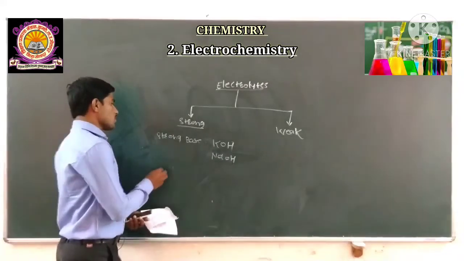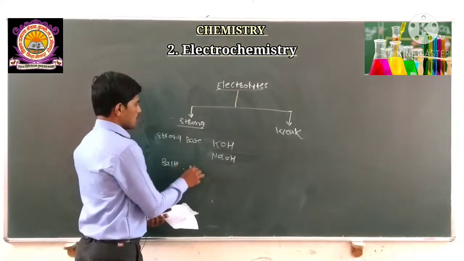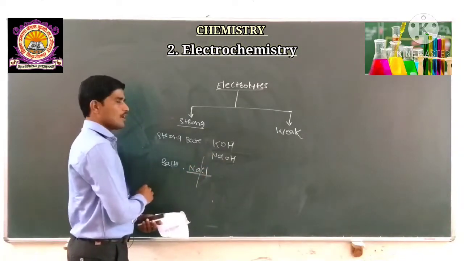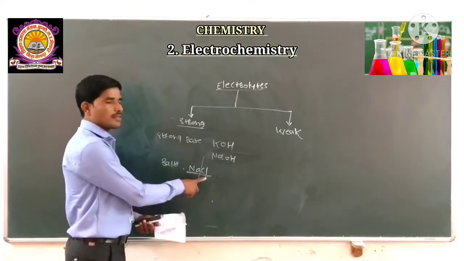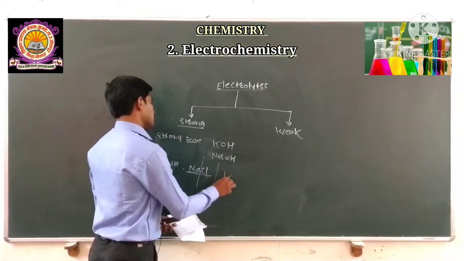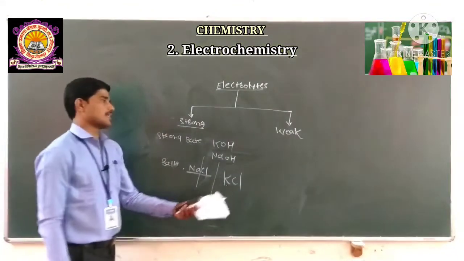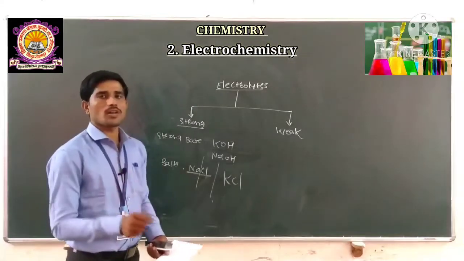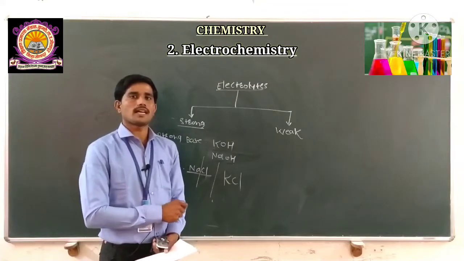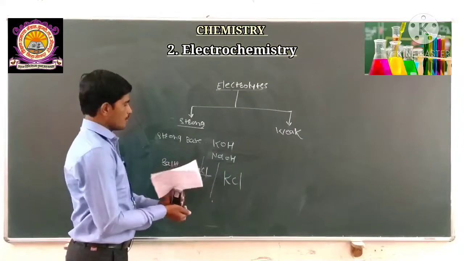The best examples of salts are like NaCl, a well-known salt, it is always present in our home. NaCl is nothing but sodium chloride, and another very important example of salt is KCl. So these strong acids, strong bases, and strong salts are the examples of strong electrolytes.